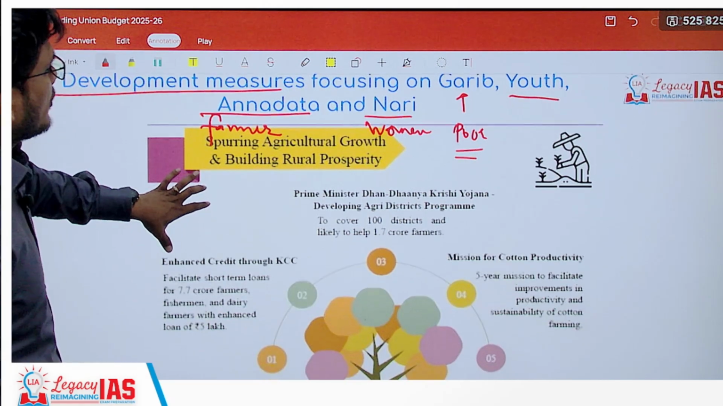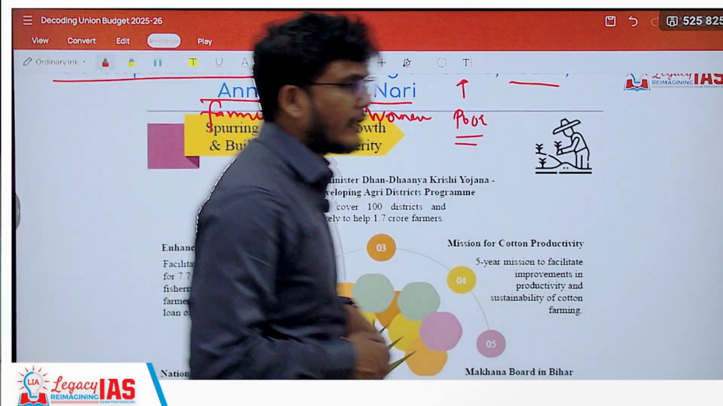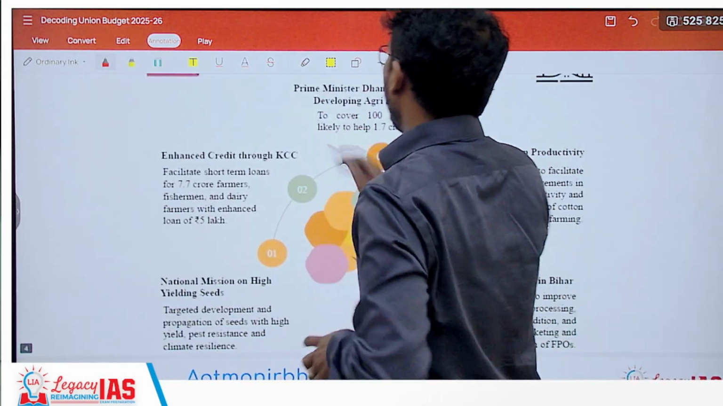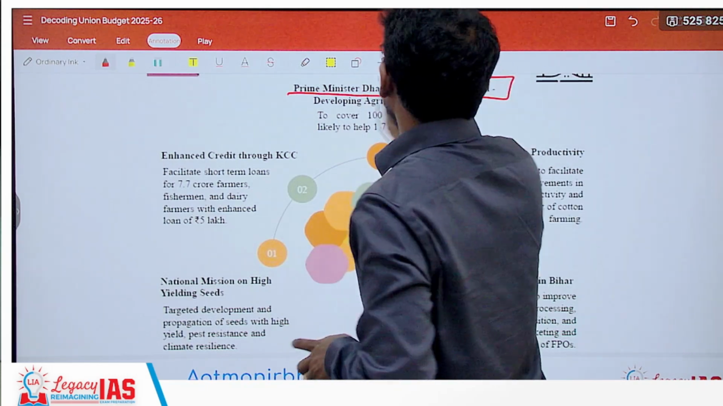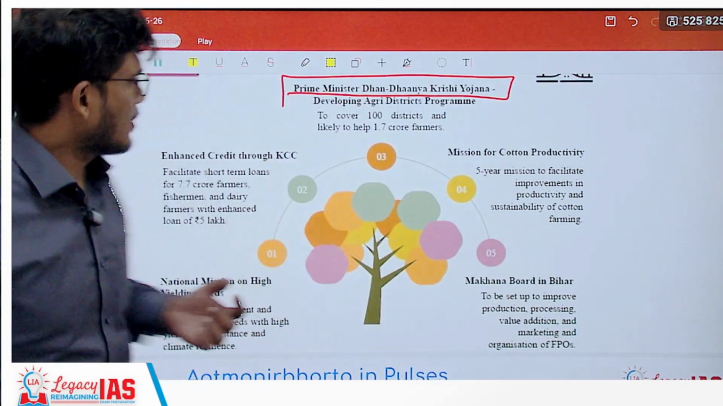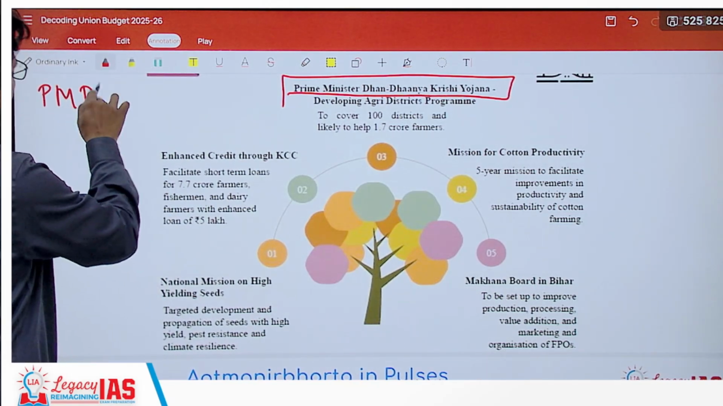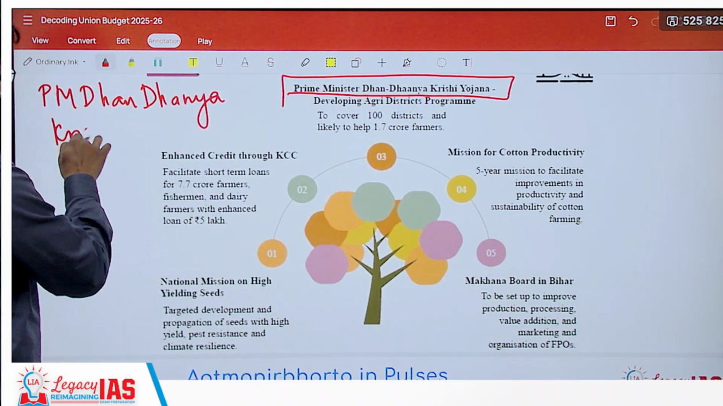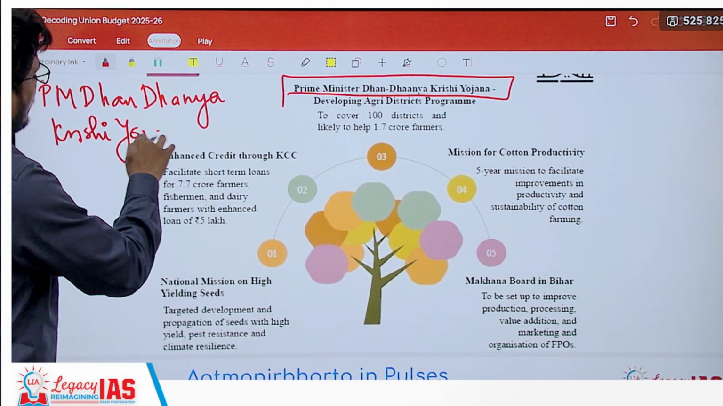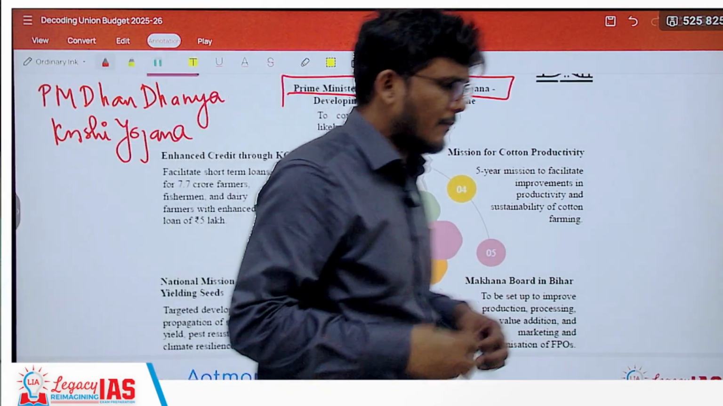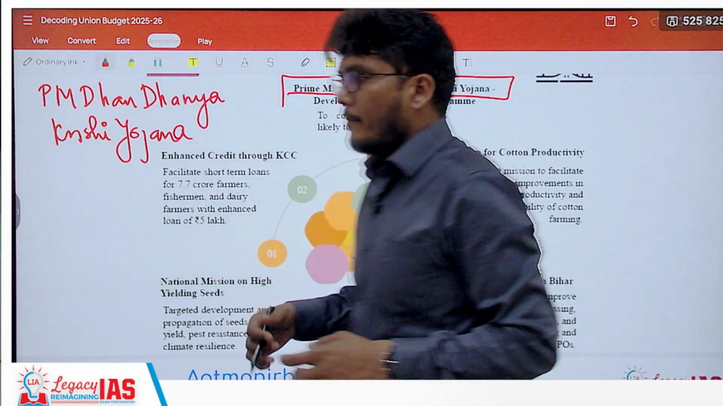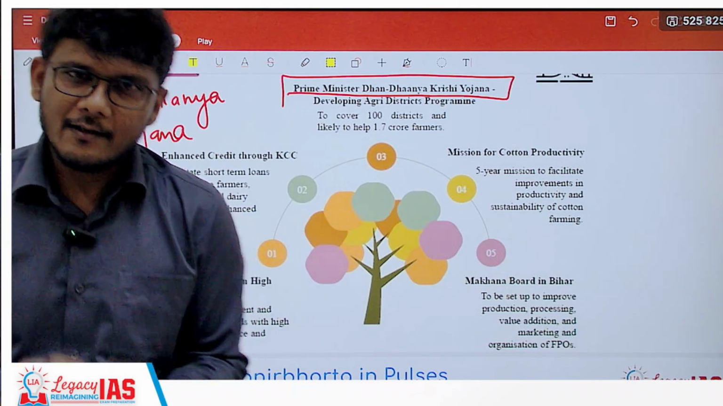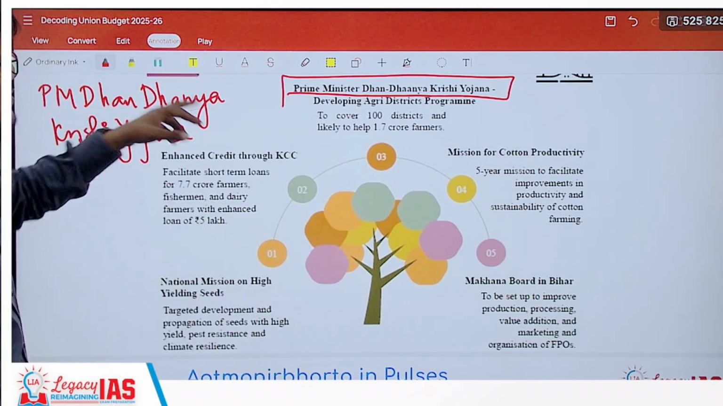on these things. So if we talk about the very first, spurring agriculture growth and building rural prosperity, the government wants to come up with Pradhan Mantri Dhan Dhanya Krishi Yojana. Now, since the schemes are named in Hindi, it sometimes becomes difficult to understand what they mean, because someone who knows Hindi would directly know what this means, right? So there is sort of an issue, but no issues whatsoever. We'll understand what it actually means.